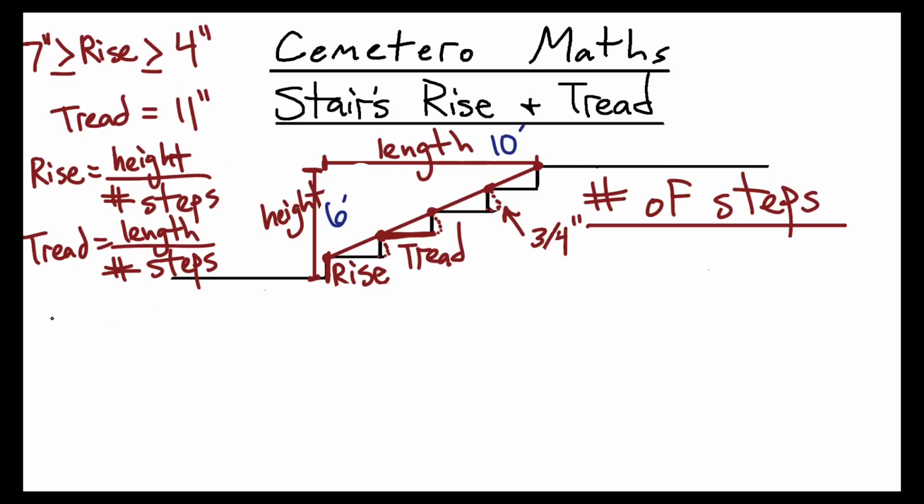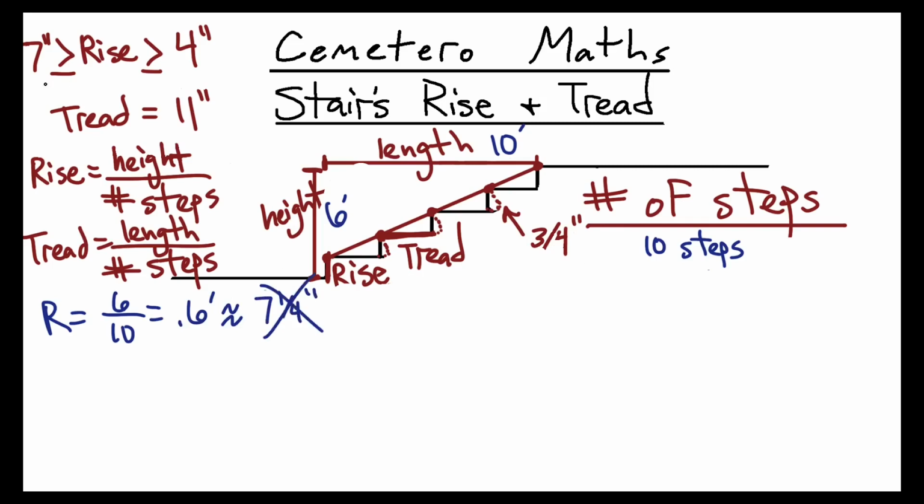Let's do this. So our rise is the height, which is 6, and for this example, let's do 10 steps. 6 over 10 equals 0.6 feet, which is approximately, oh, that's over 7 inches. That's like 7.25 inches, which is not going to work because that's more than our 7-inch max. So let's try this. Instead of 10 steps, let's try 11 steps.